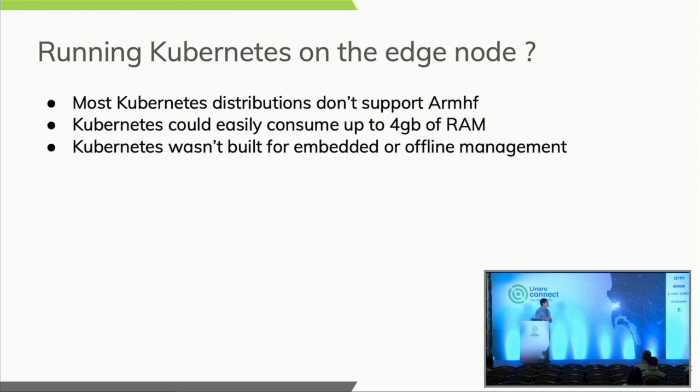So there are several disadvantages to running Kubernetes on the ARM architecture. First, most Kubernetes distributions don't support ARMHF, Arm32, because the key point is that etcd is not supported on this architecture. Second, a Kubernetes node will easily cost 4 GB of RAM. And the other is that Kubernetes wasn't built for offline management, because we need to maintain a cluster online, and if one node is offline, it cannot do the self-management itself.